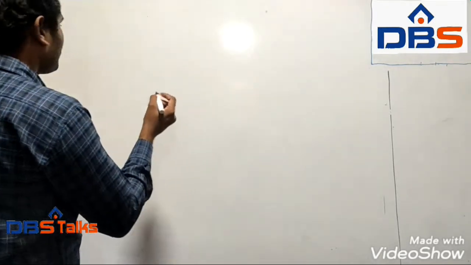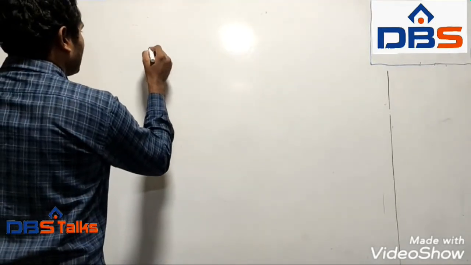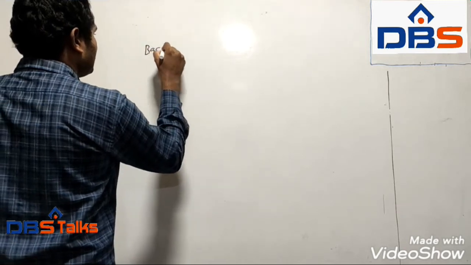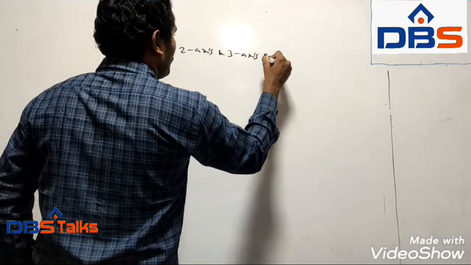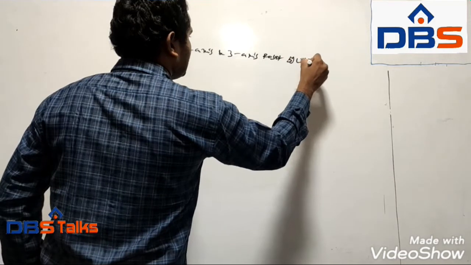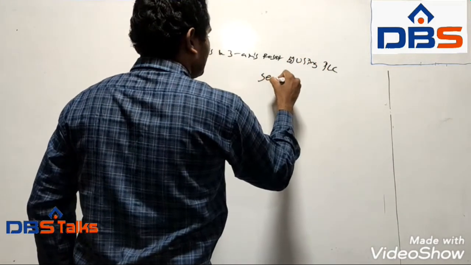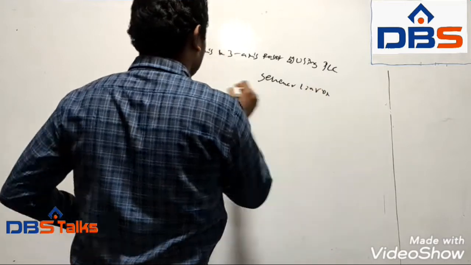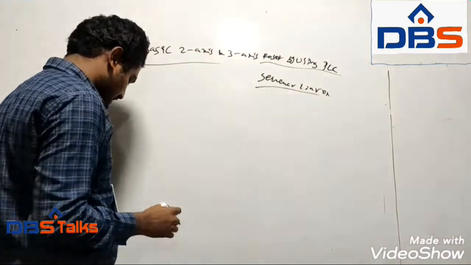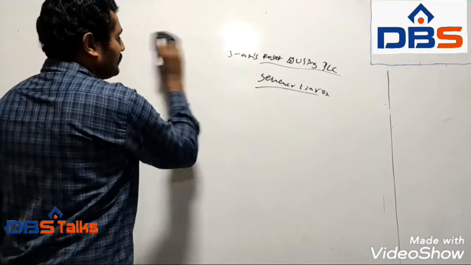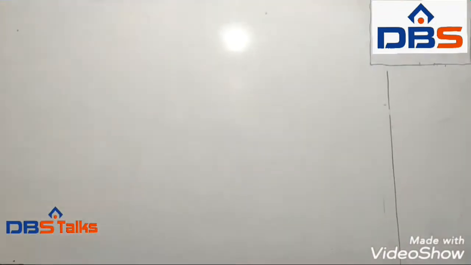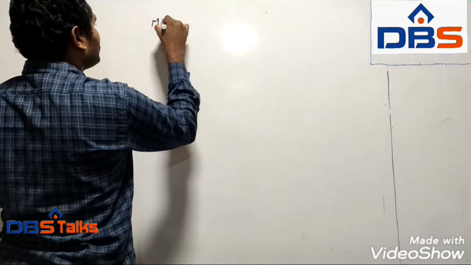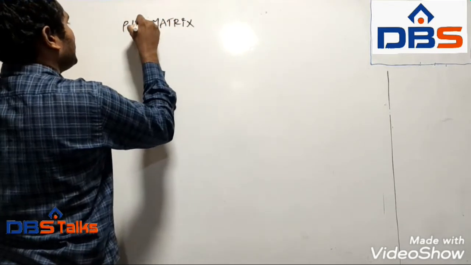In the previous section, I discussed some functions, using the basic 2-axis and 3-axis robot with PLC sequential control. I covered that topic in the previous session, and now I am going to discuss the last topic in Unit 4 of the PLC, that is the PLC matrix function.